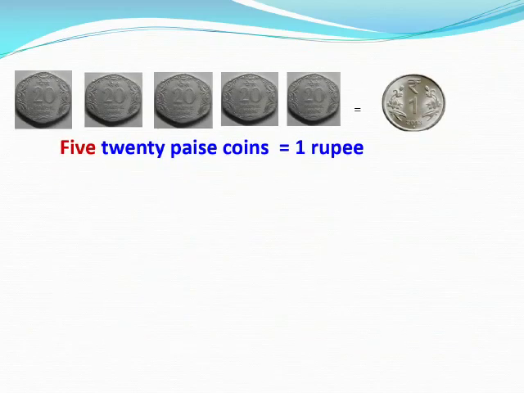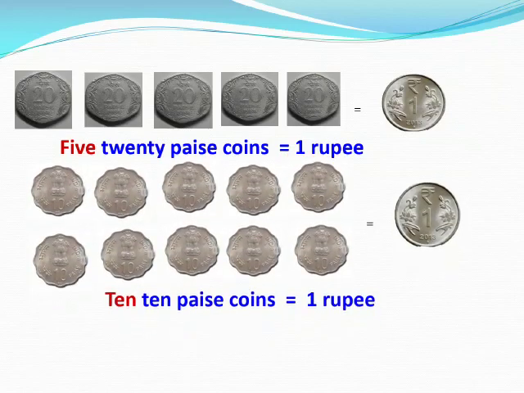Children, you know that 5 times 20 make 100, right? So here we can say that 5 20 paise coins equal to 100 paise. That's equal to 1 rupee. You already learned 1 rupee equal to 100 paise. Next, like that 10 times 10 make 100. So 10 10 paise coins equal to 100 paise. That's equal to 1 rupee. So remember, 5 20 paise equal to 1 rupee. 10 10 paise equal to 1 rupee.